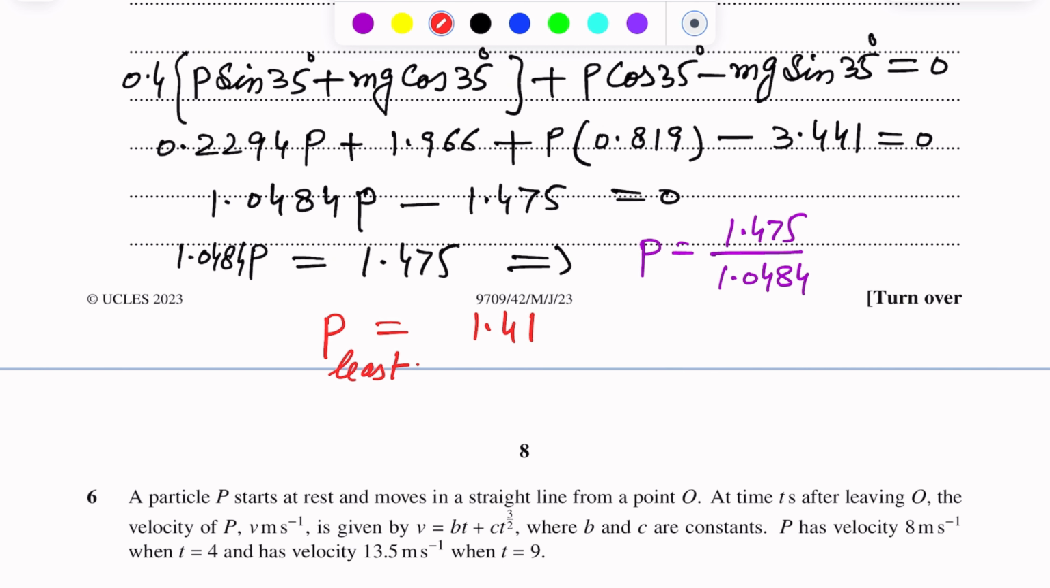The least value of P is 1.41 Newton, because this is a force P. So the unit of force is Newton. So 1.41 Newton is the answer.